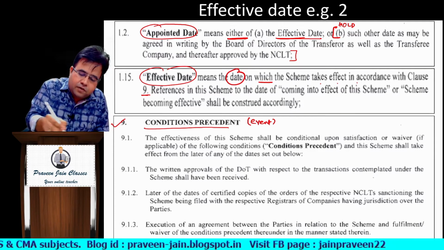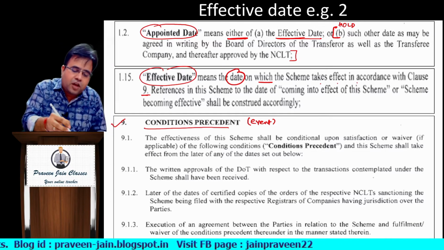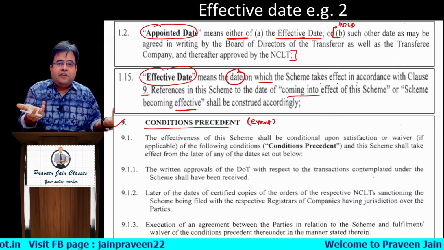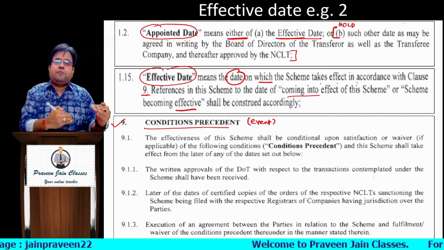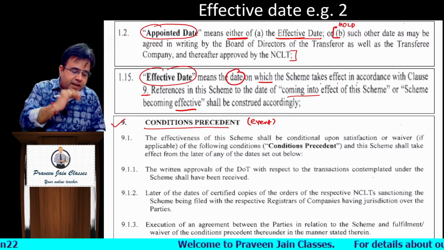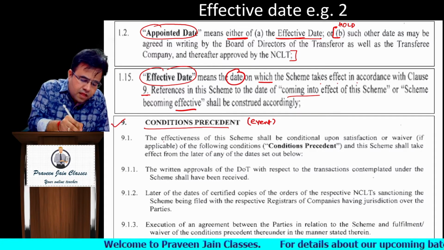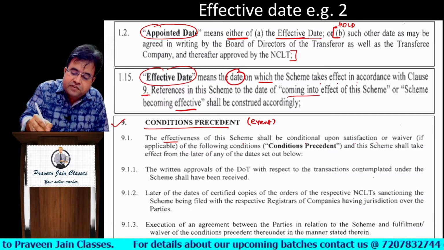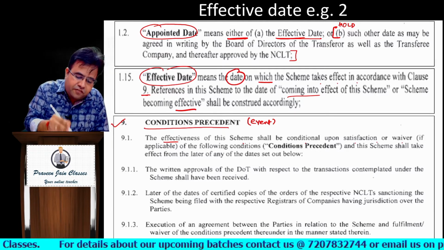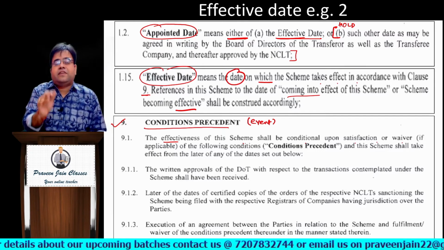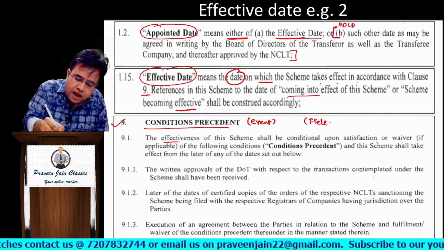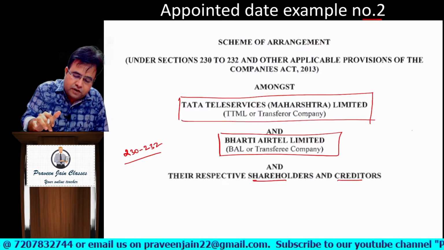References in this scheme. Now whenever this scheme is talking about coming into effect and the scheme becoming effective, it means from when the date will become effective. Whatever is written in the ninth point gets fulfilled, sir. Now what is written in the ninth point? Let us see, sir. The effectiveness of this scheme shall be conditional upon satisfaction or waiver of the following conditions. Now you have to understand which two companies were involved here. One is Tata Teleservices and the other one was what, sir? Airtel, sir.